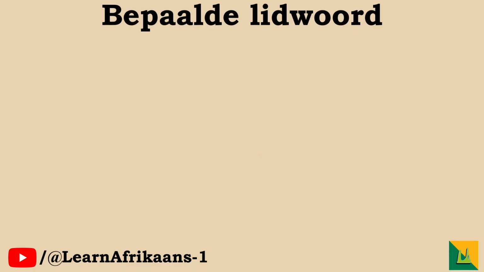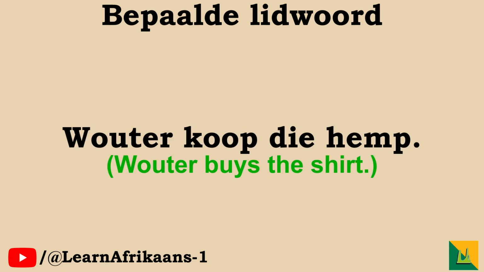The first is the bepaalde lidwoord. The bepaalde lidwoord is die. Look at the example sentence. Wouter koop die hemp. The bepaalde lidwoord die deals with a relationship between the various content words. It shows here the specific relation between Wouter and the hemp. It is suggested that Wouter already knows this hemp.